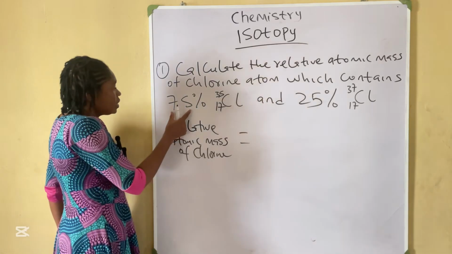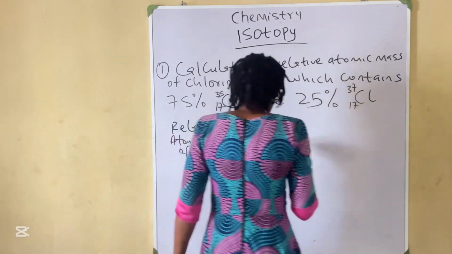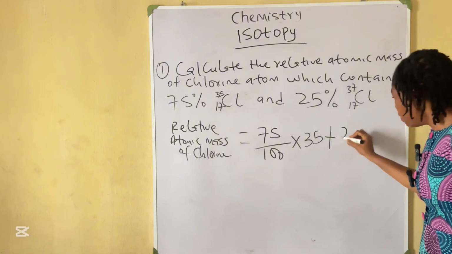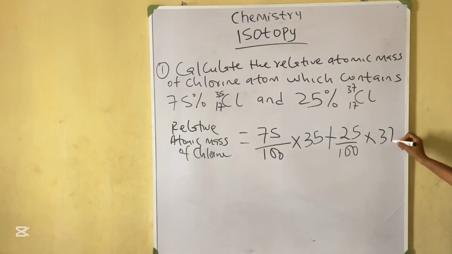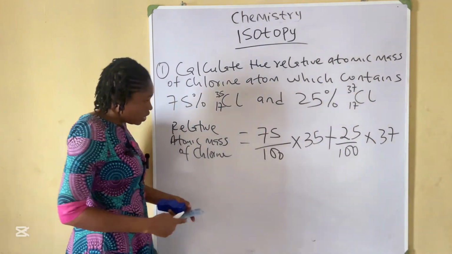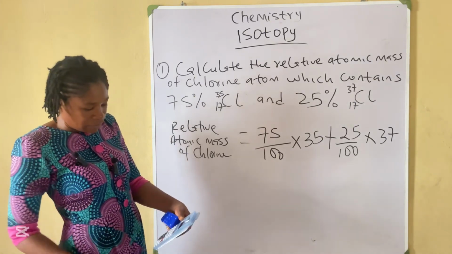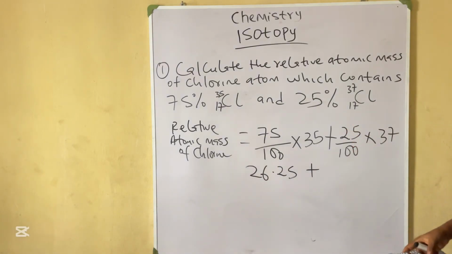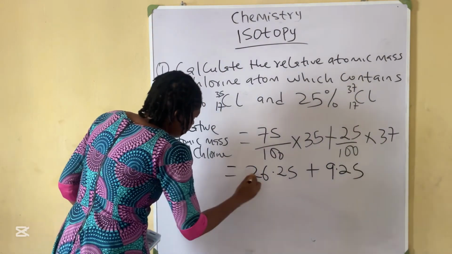Okay, let's look at this. This is 75%. If you want to remove the percentage, you divide by 100, times the isotopic mass, which is 35, plus 25, divided by 100, times the isotopic mass of chlorine, which is 37. 75 over 100 gives us 0.75 times 35, which is 26.25, plus 25 over 100 gives us 0.25 times 37, which is 9.25. So if you sum these two together, you have what?